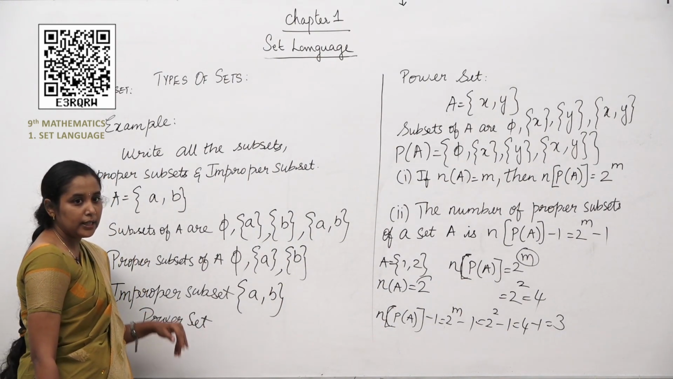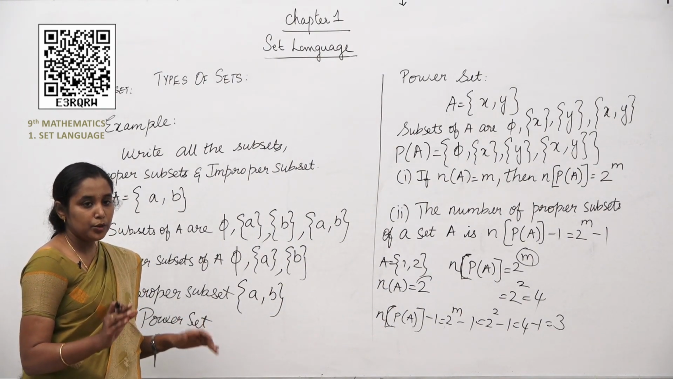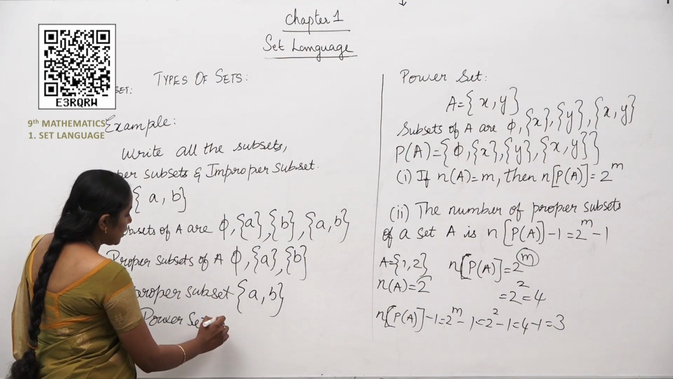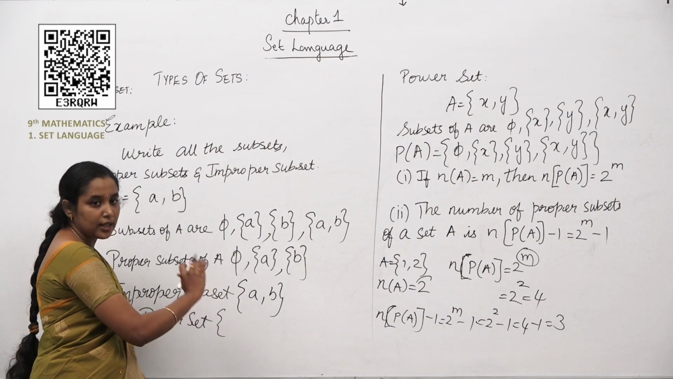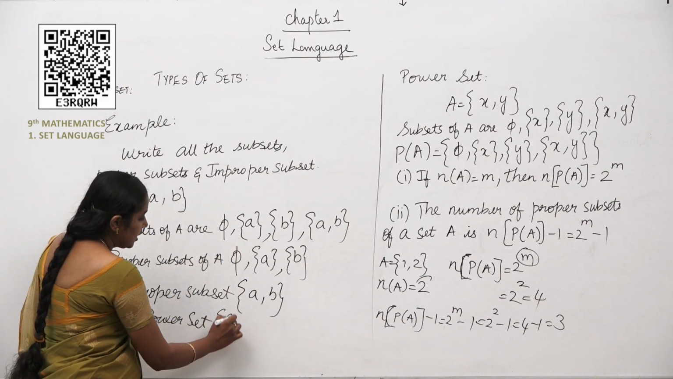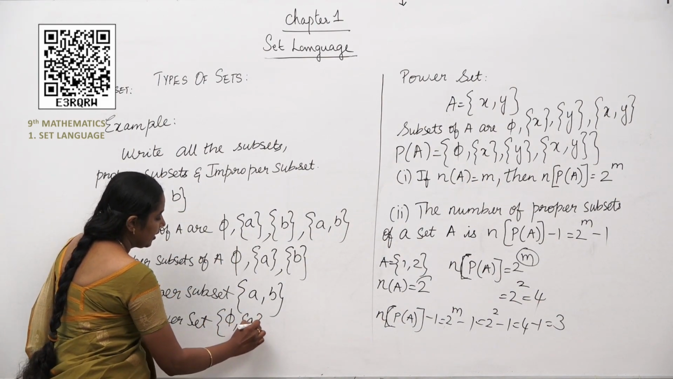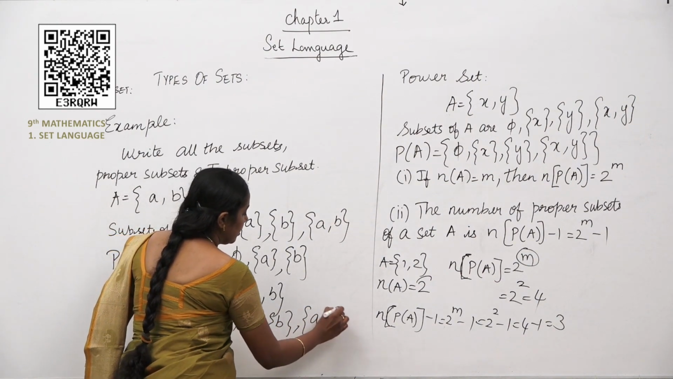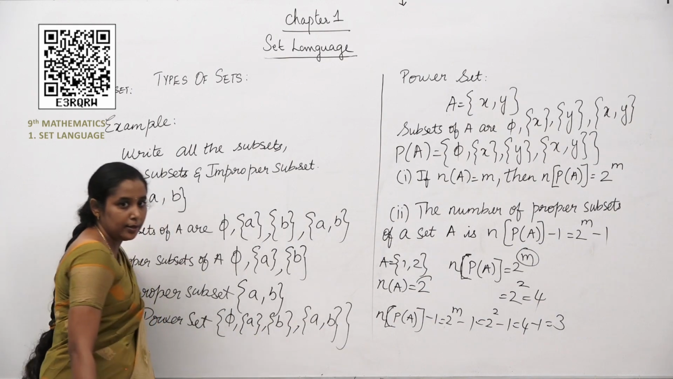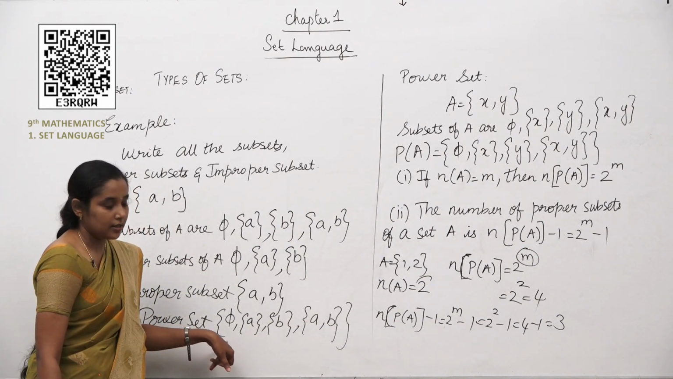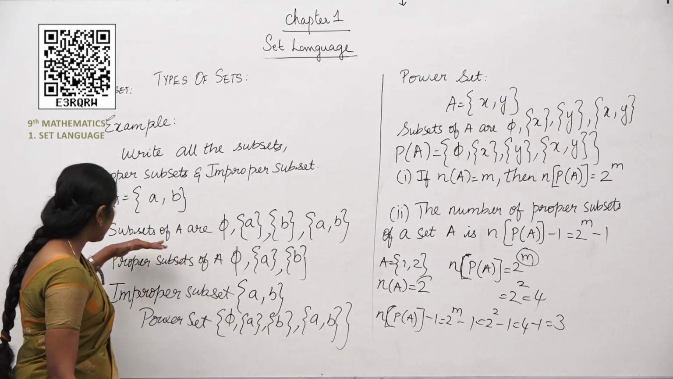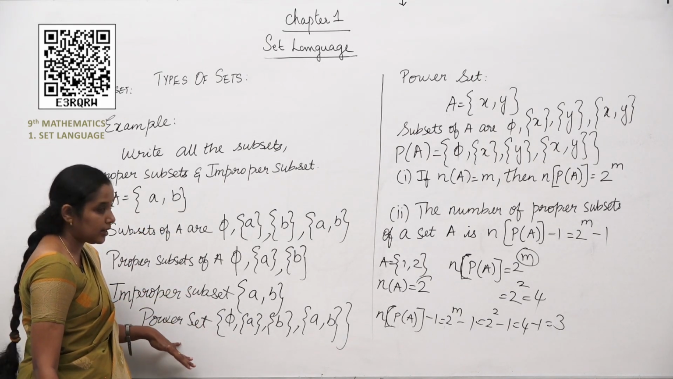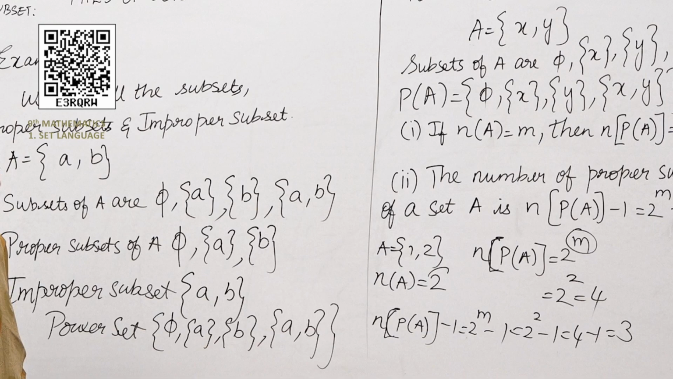So now can you say the power set? So power set means the set of all the subsets. So the set of all the subsets means you have to insert the curly braces. So null set, A, B, then A comma B, close it with the curly braces. So this is the power set. So power set, can you identify the difference? Subset, proper subset, improper subset and power set.